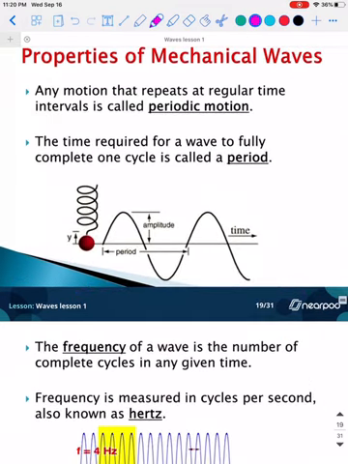Right. Any motion that repeats at regular time intervals is a periodic motion. So the time required for a wave to fully complete one cycle is a period. So within a period, from this resting point to this resting point, we would call that a period. However much time it takes for us to go from one point to the next, that's just your period. It's like a period in time, like on a timeline in social studies, just like that.